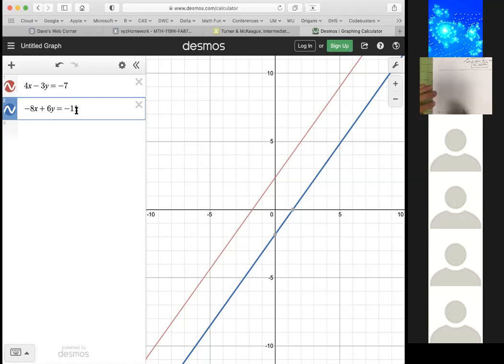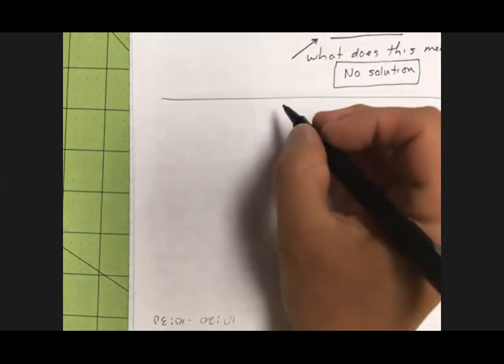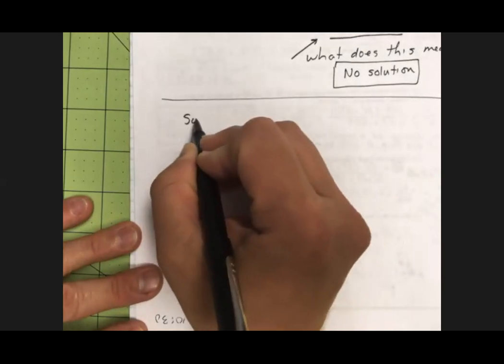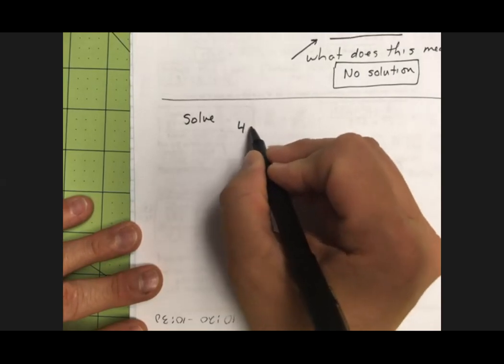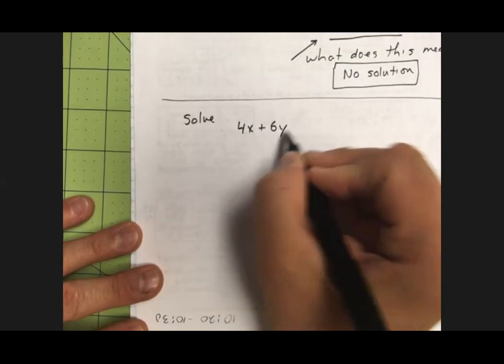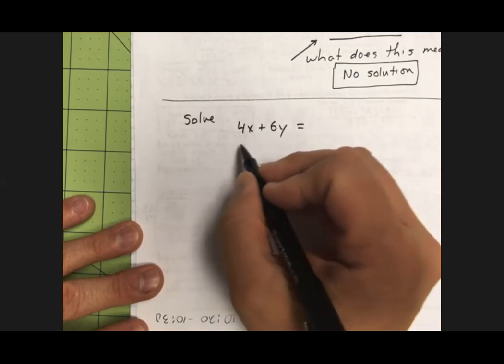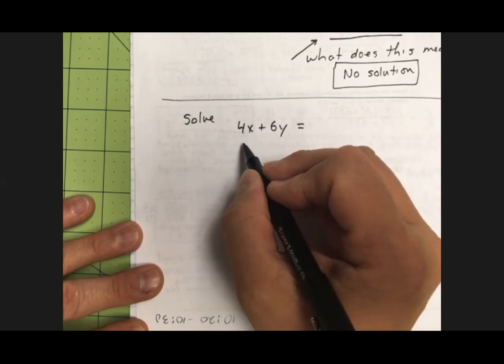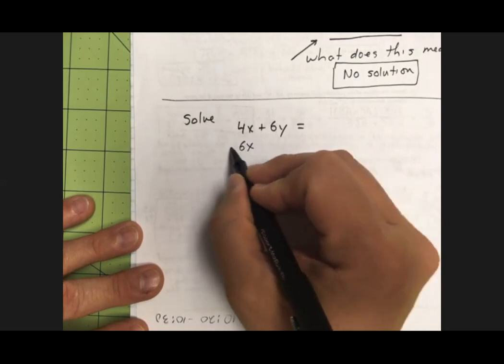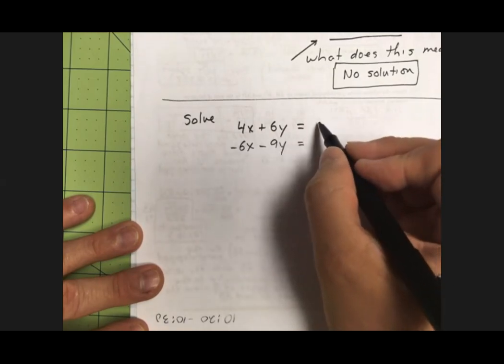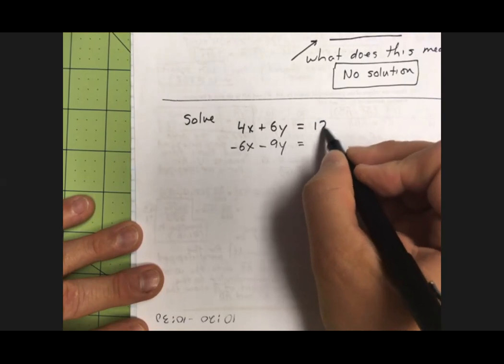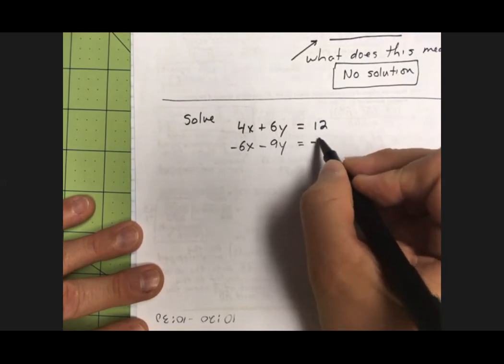I'm not going to pick a problem out of the book. I'm going to just make one up right here because that's sufficient. What if I had said solve the system? 4x plus 6y equals 12, and 6x minus 9y equals, and I'm trying to think how not to screw this up, minus 18.